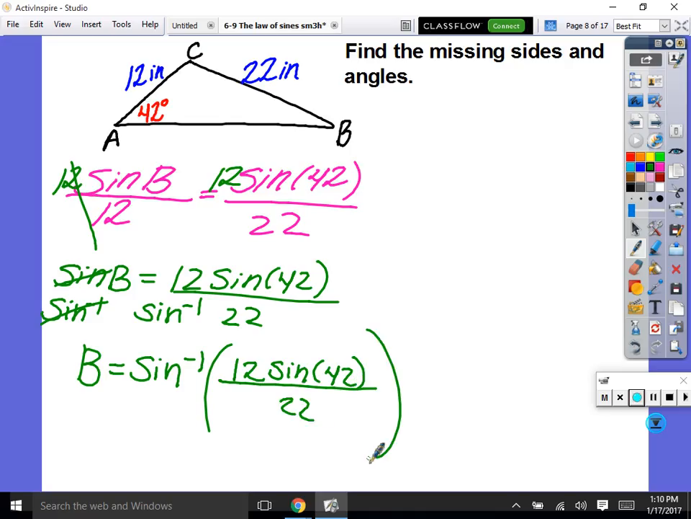So you'll type in your calculator. I want you all typing it in. Second sine of all that stuff. 21.4. Okay, cool. Now it's easy to find angle C, right?